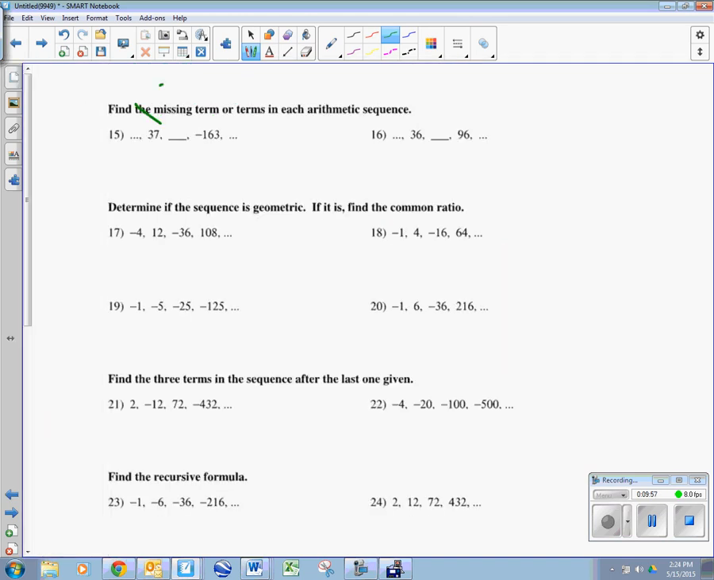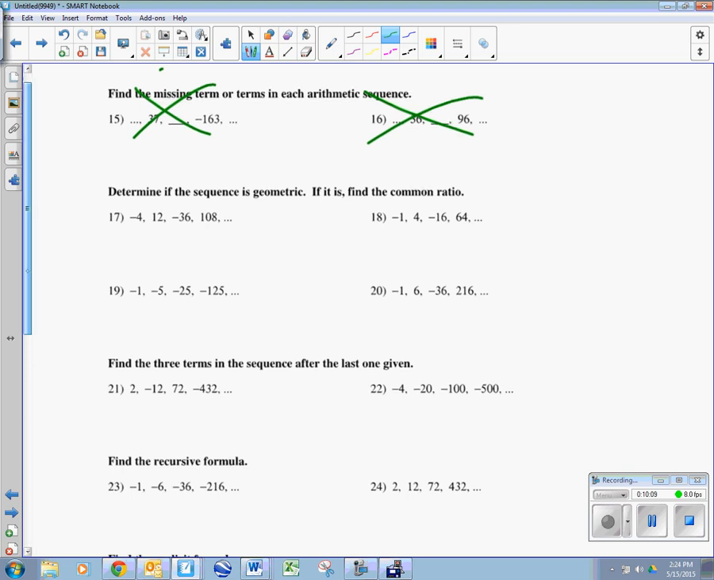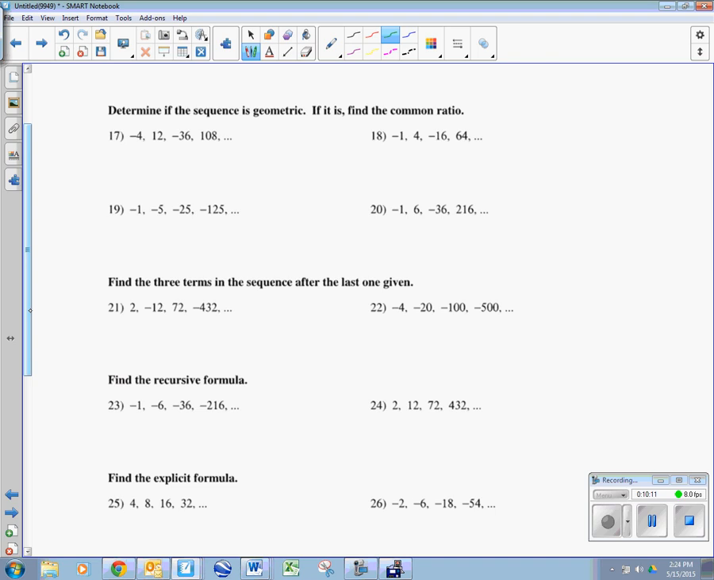All right, flip it over. Cross these 2's off. They don't matter. Okay, arithmetic has a common difference. Geometric has a common ratio, meaning it's multiplied by the same number every time. So look at 17. You multiply by the same number every time to get the next term. What number? -3. So yes, and the ratio is -3. Do the other 3. Go.